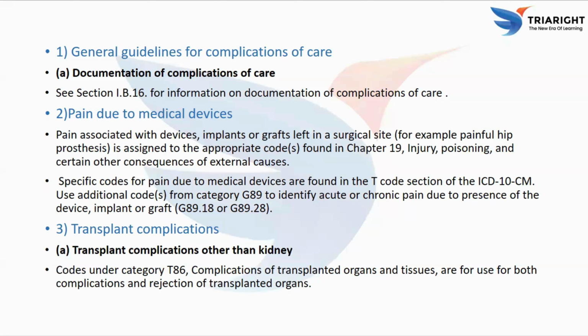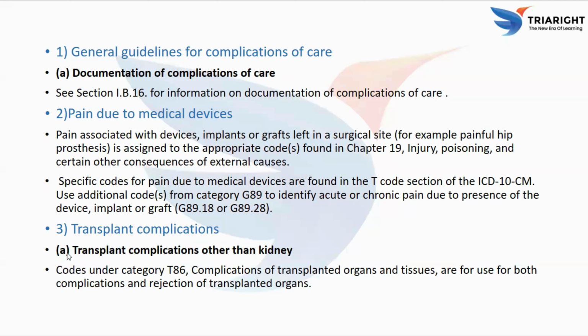For example, chronic pain from a knee implant is documented in the patient record. You have to assign the code first for the pain due to the internal prosthetic device, as well as chronic postoperative pain as a secondary code. In this case, what is the important rule? You should not use R52 pain unspecified when a device related pain code exists. You should not code pain separately if pain is integral to another complication. So this is how you code pain due to medical devices.